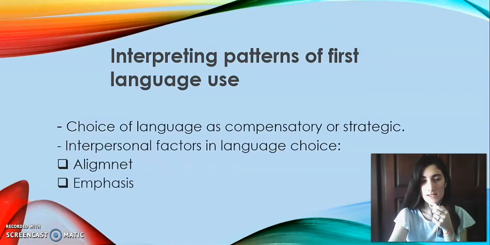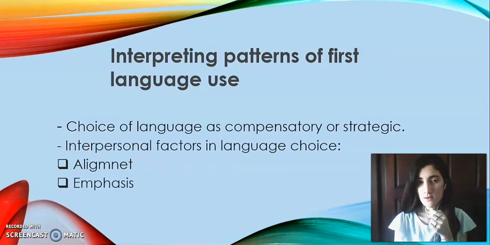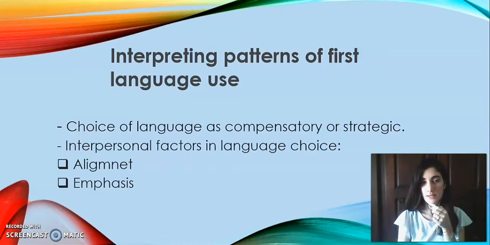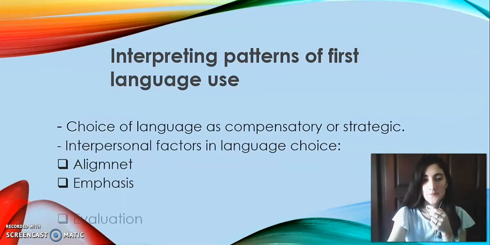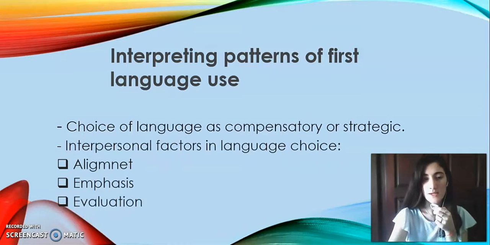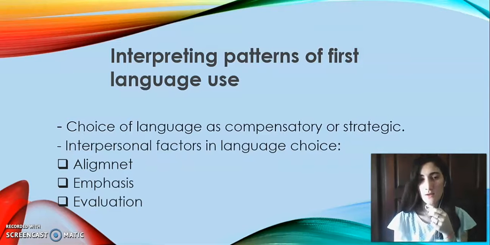Then we have emphasis, and this is to show the importance of what is being said. For example, we have the discipline example again. If she uses the first language for discipline, it is to show students that that is important, that they have to behave. And evaluation, this is related to the use of the foreign language and how the teacher uses it. Because if she uses it only for the content of a lesson, students will feel that the language is just a subject and not a means of communication.